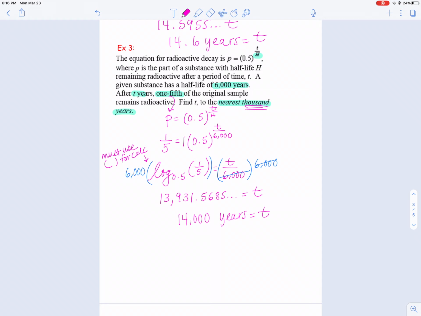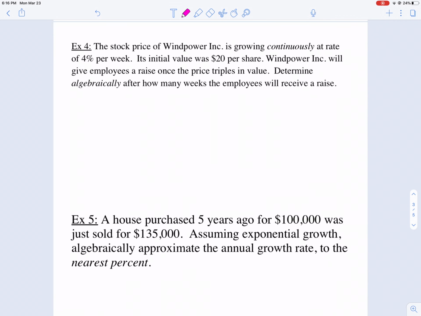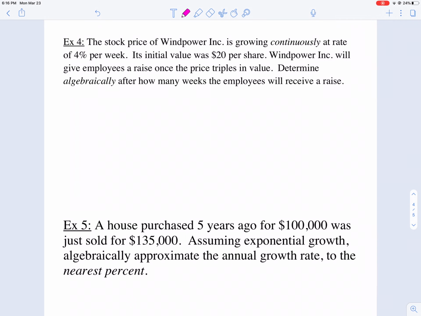Okay, I'm going to do one more with you guys. Okay, if you guys go to number 4, it says the stock price of Wind Power Inc. is growing, and here's that word, continuously. Very important. You should be thinking about a base of E in the PERT formula. At a rate of 4% per week. Its initial value is $20 per share. The Wind Power Inc. will give employees a raise once the price triples. Okay, so that's important. Triples. Determine algebraically, okay, so there's that word, algebraically, after how many weeks the employee will receive a raise.